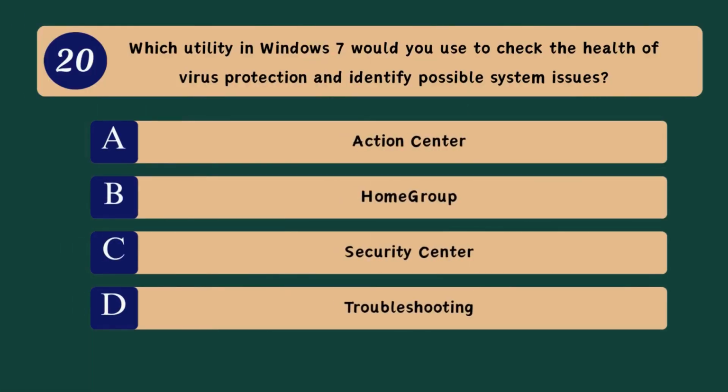Question 20. Which utility in Windows 7 would you use to check the health of virus protection and identify possible system issues? A. Action Center. B. Home Group. C. Security Center. D. Troubleshooting. Correct answer: A. Action Center.